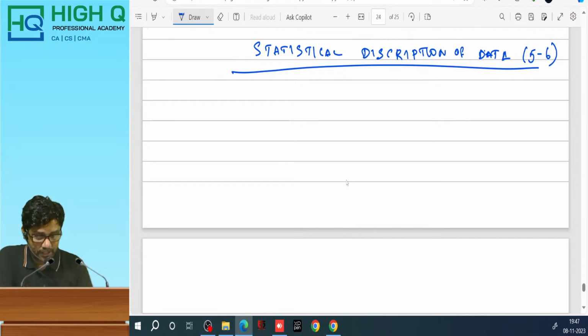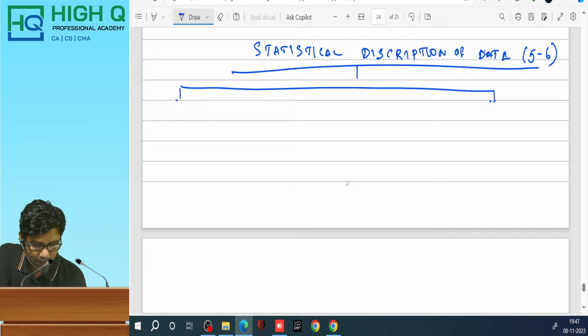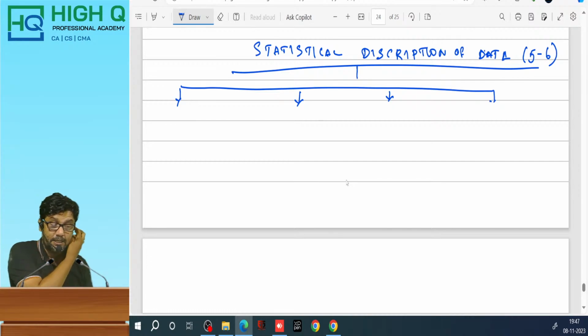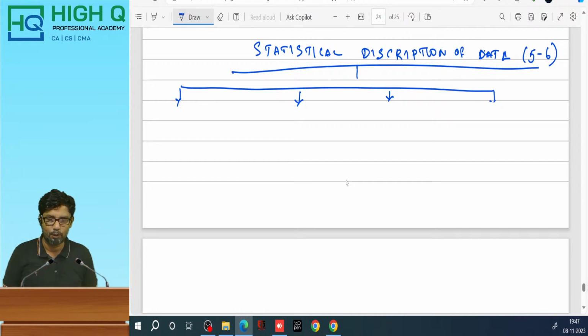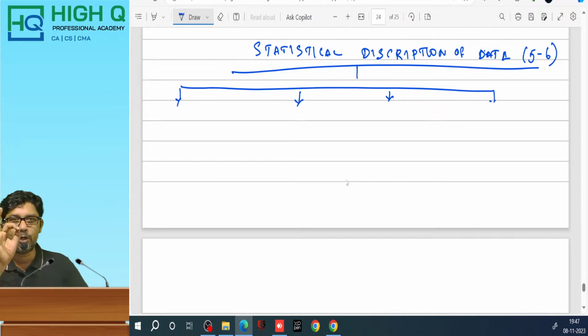Now, the origin of the word statistics. My dear, please take your notebook and pen. Religiously, please write whatever I'm writing.